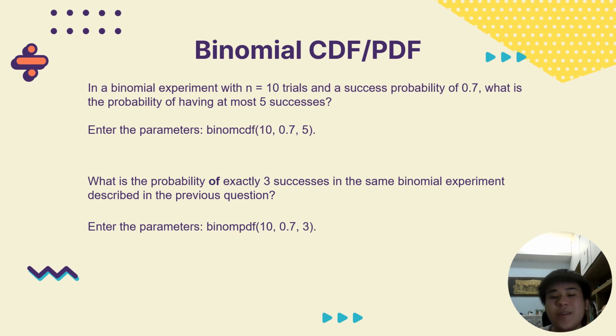Now, the probability of exactly 3 successes in the same binomial experiment described in the previous question. For this one, you see the keyword right here? Exactly 3 successes. We're trying to find one number, one single value. Exactly 3. In that case, you use binompdf. Go to second vars, binompdf. Same thing: enter your trials, p and x value, and you will find the answer.